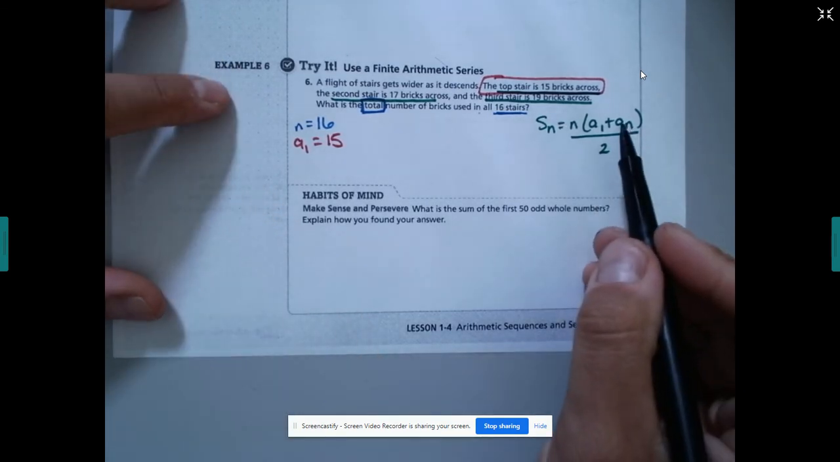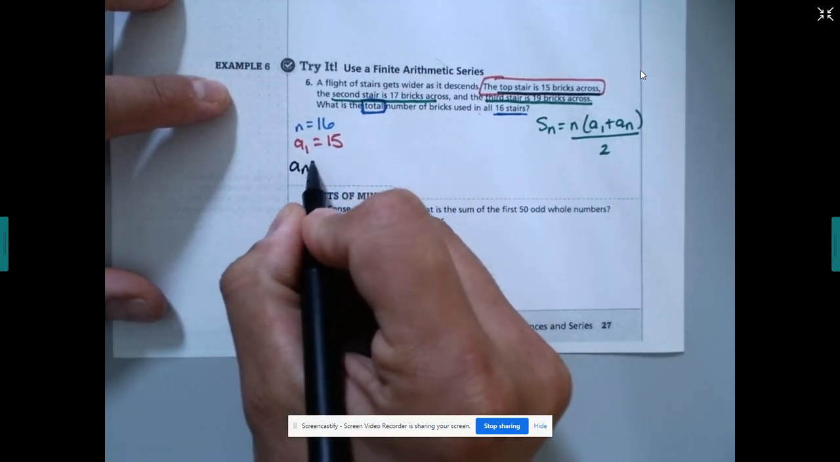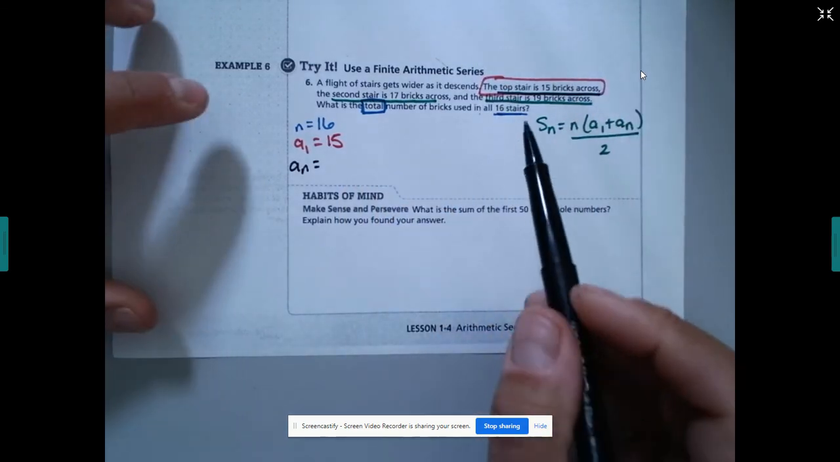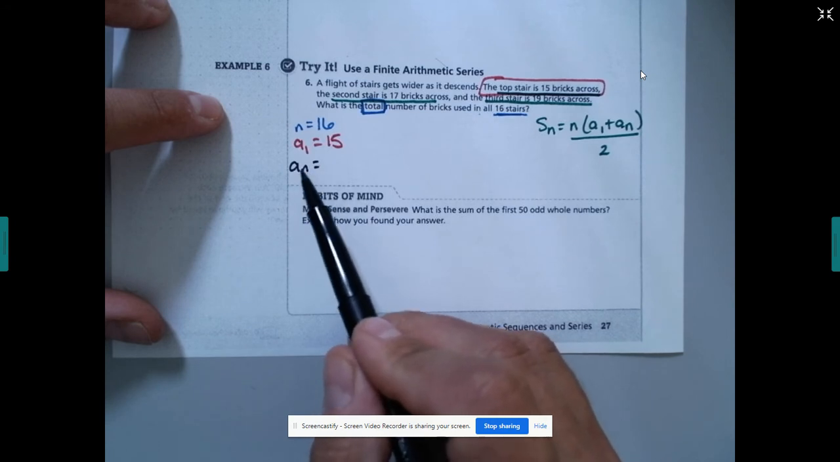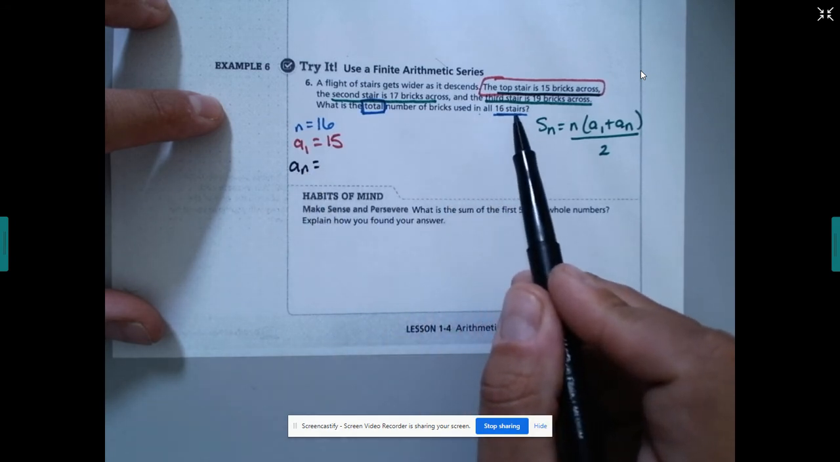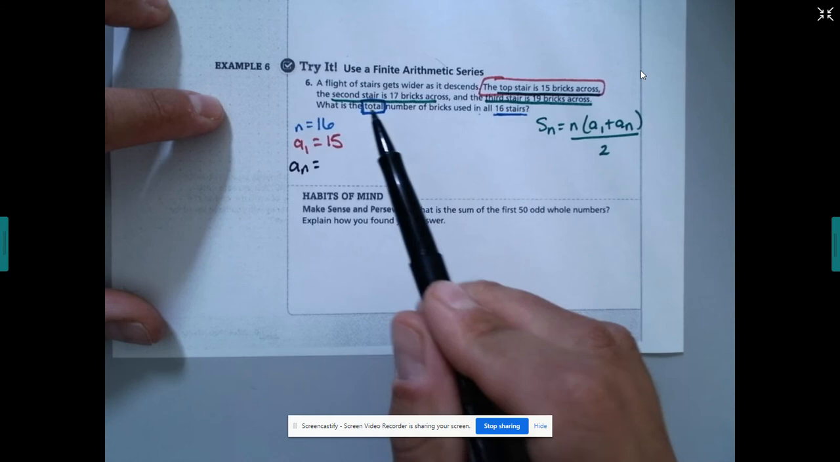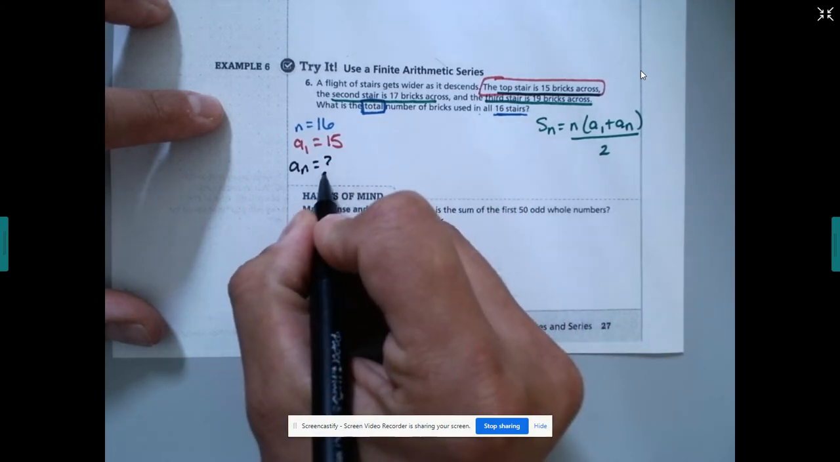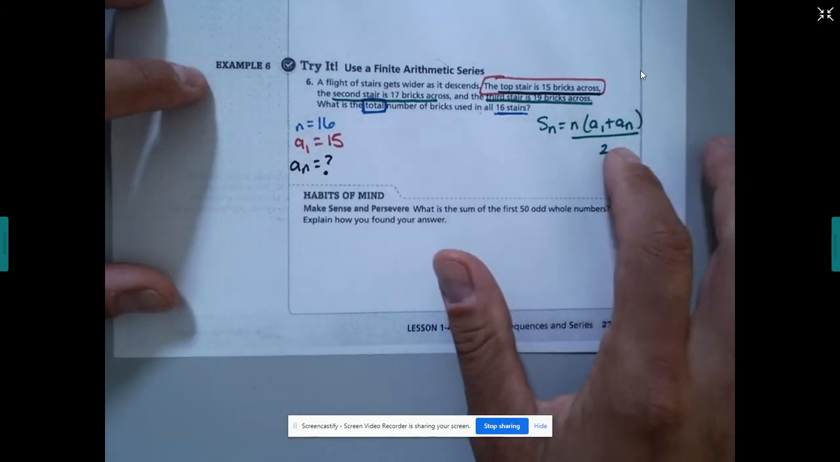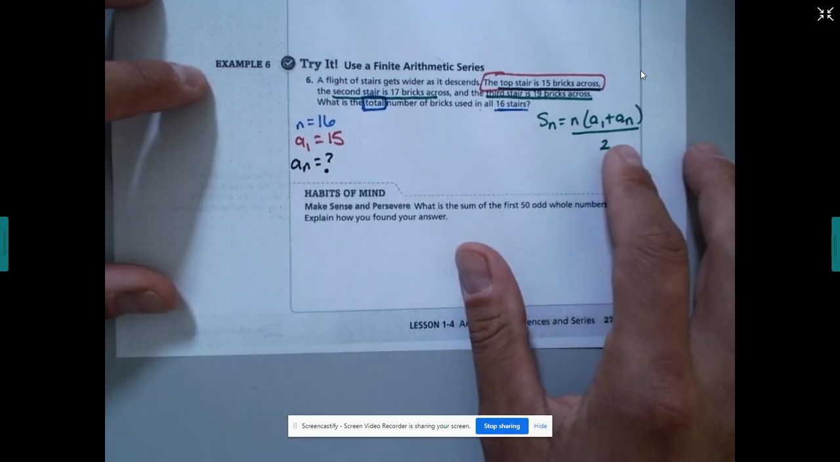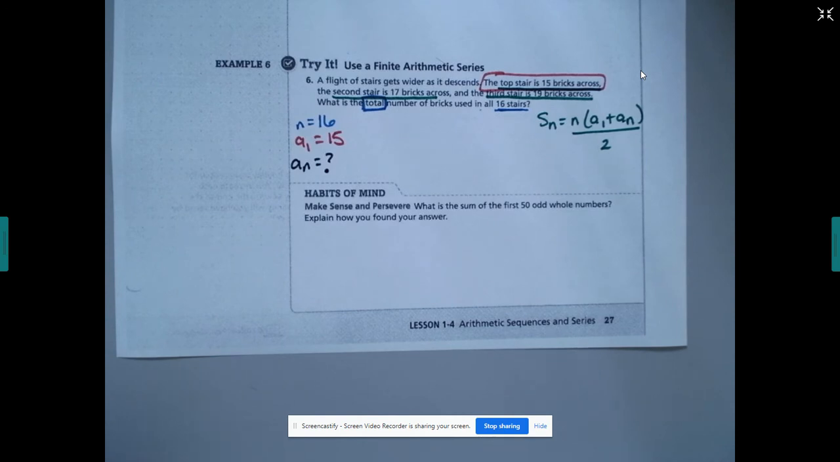The last part is an. An, that's how many bricks are in the 16th stair, right? Because an is the last step. And in this case, the last step would be the 16th. They didn't tell us that, right? So we don't know what this is quite yet. So we can't really do this formula yet, which kind of stinks, right? So we have 2/3 of the information we need.